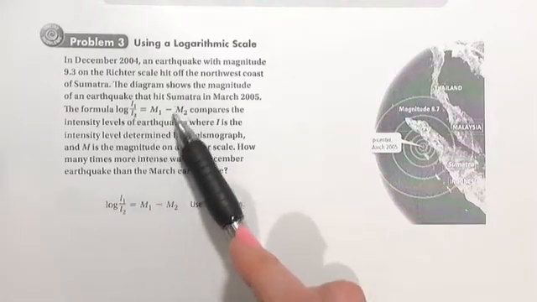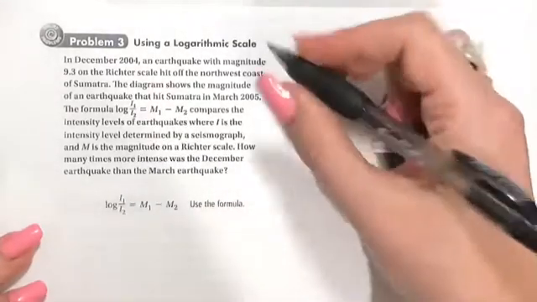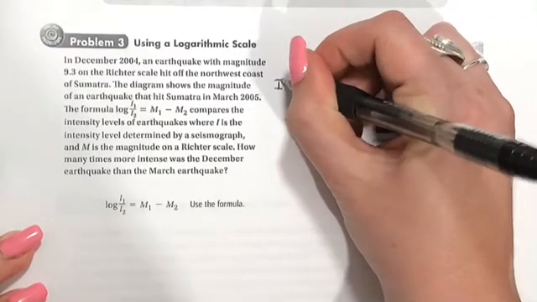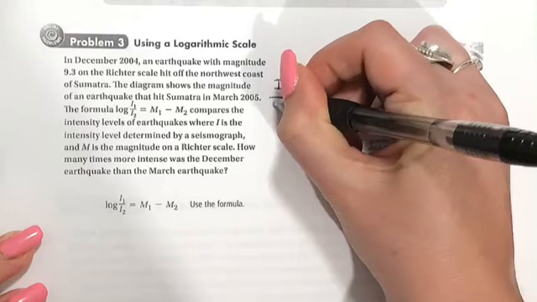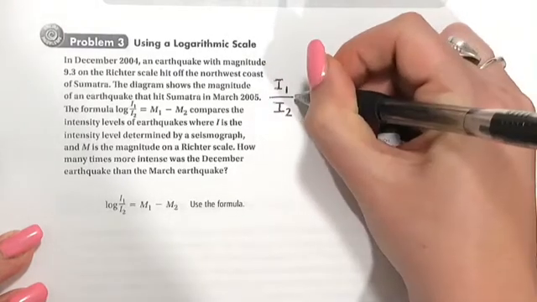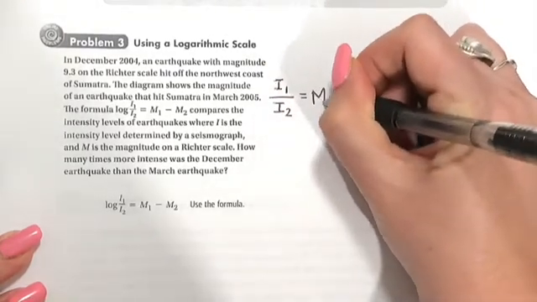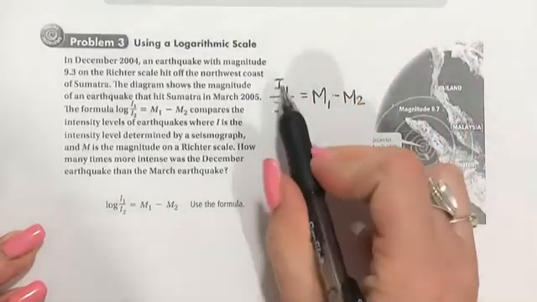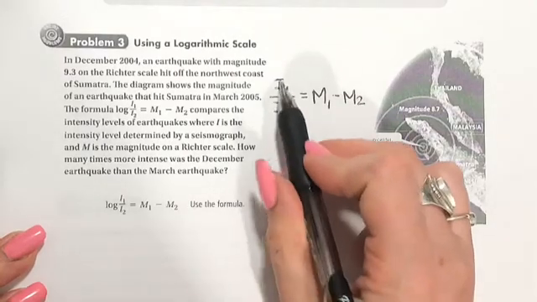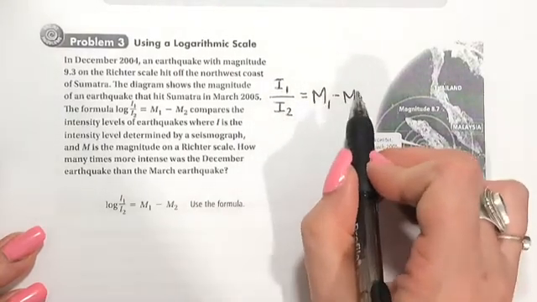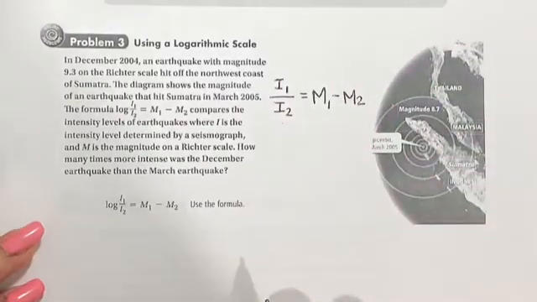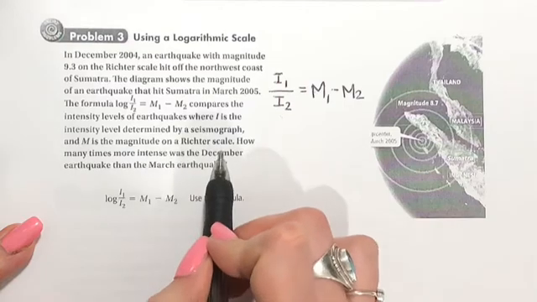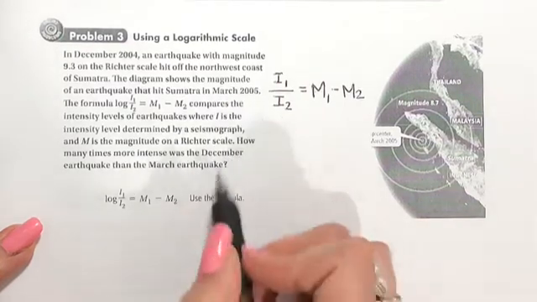So this formula right here is the formula you will use in any earthquake problems that you're going to come across in your homework. It's I1, which stands for intensity 1, over I2, intensity 2, is equal to magnitude 1 minus magnitude 2. So these are the intensity levels that are picked up by the seismograph, and these are the magnitudes on the Richter scale. They're asking how many times more intense was the December 2004 earthquake versus the March 2005 earthquake.